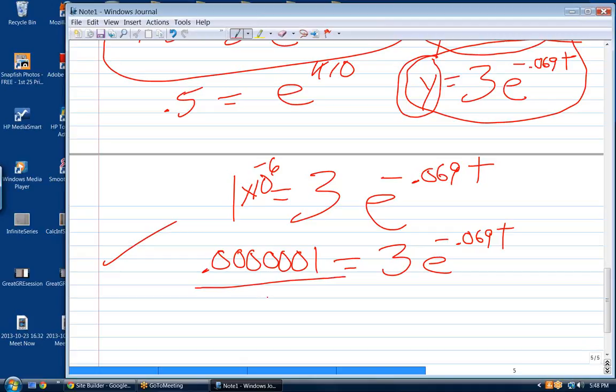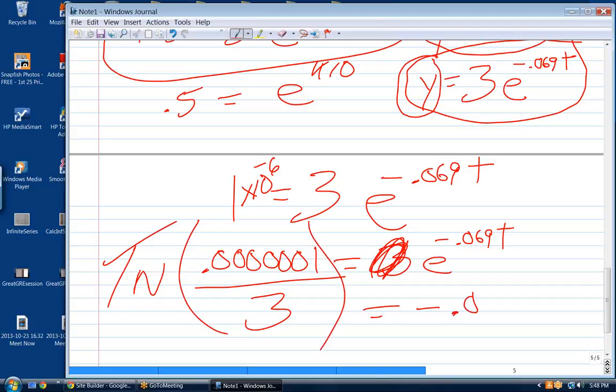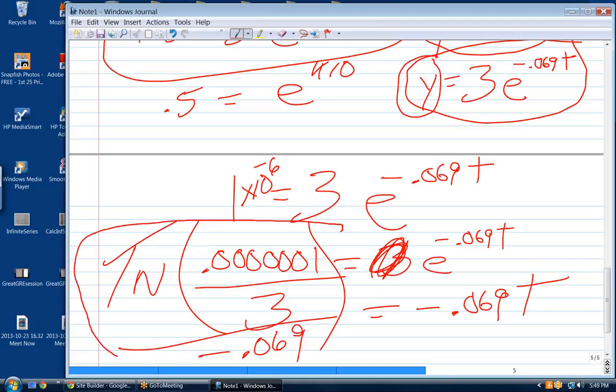Use natural log. Divide by 3 to get rid of that. Take the natural log of both sides. And when you take the natural log of e to any power, you get whatever that power was. So t is going to be equal to this number divided by minus 0.069. And there's your answer for how many seconds it will take to get to 1 microgram. I suspect quite a lot. I don't know what that number is, but I suspect it's a big number.